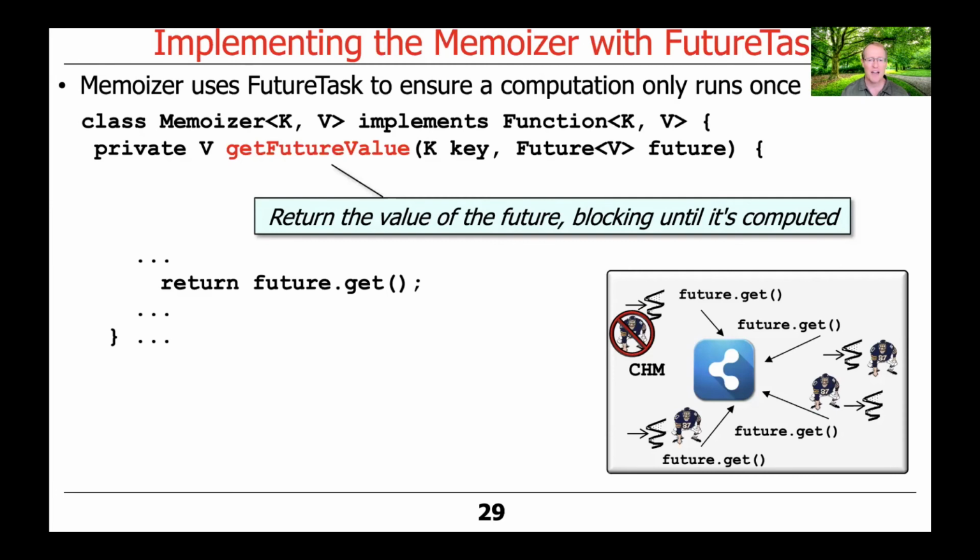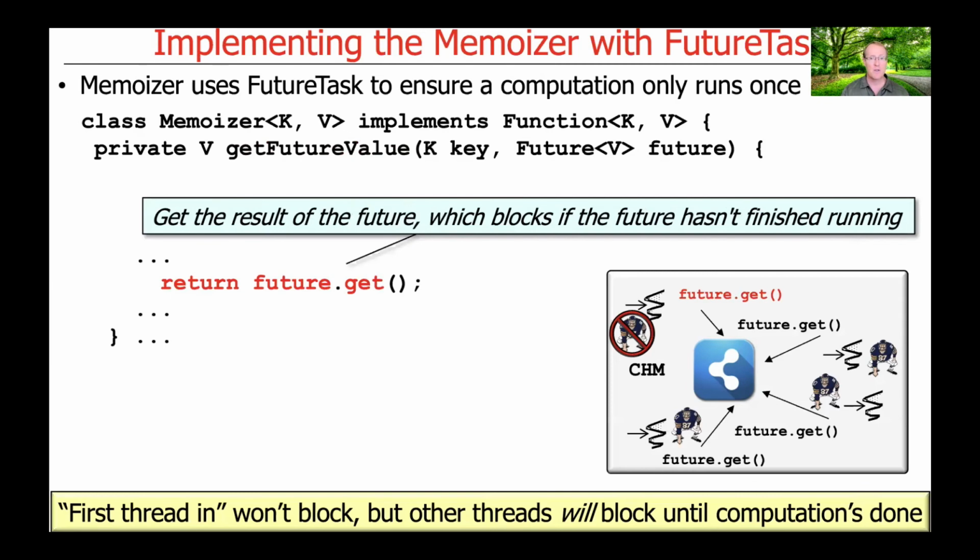And here's what get future value does. It's actually a very simple method. As you can see, it just says future.get. If we're not the first thread in, and we've gotten to this point, that means we've got to see whether or not the first thread in has finished computing the value of that future task asynchronously. If it is not, which could be the case if it's a long-running computation, then future.get will simply block until the future is done. If it has been computed by that point, or when it is computed, then get can return. And at that point, we know that we've actually got the actual value that was associated with that in the map.